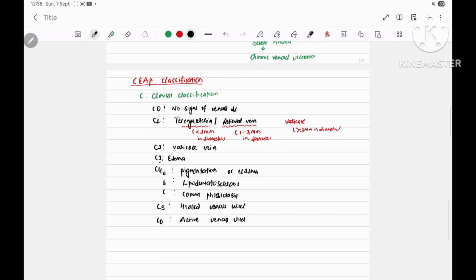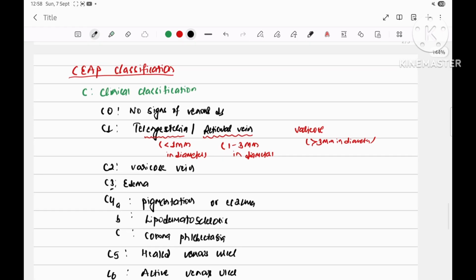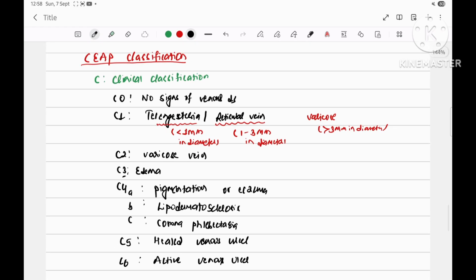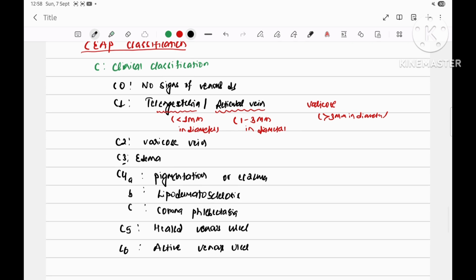Okay, so here we can see that at C0 there is no sign of venous disease, and in C1 the diameter of the vein is dilated but less than 1 mm, or 1 to 3 mm. But in C2 it is varicose vein and it is more than 3 mm, and C3 means edema, C4A means pigmentation or eczema, B means lipodermatosclerosis.